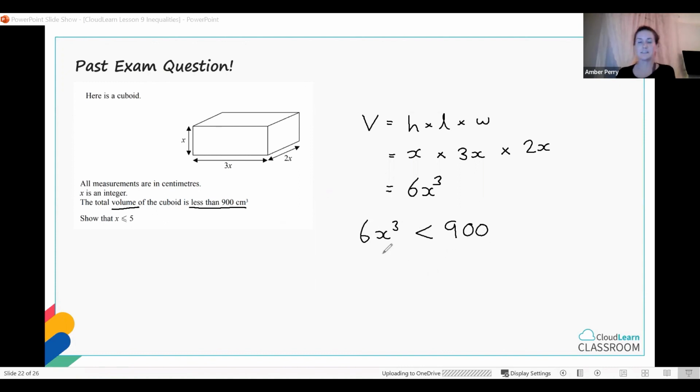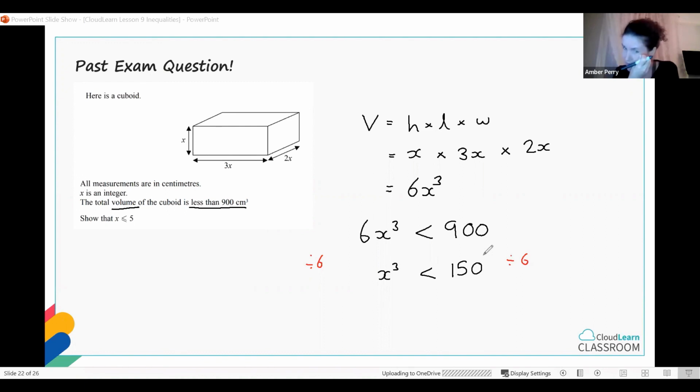So solving this inequality, we're going to start by dividing by 6. Okay, divide both sides by 6. And we've got to the point where we've got X cubed is less than 900 divided by 6, which I feel like I should be able to do without a calculator, 150. Okay. And at this point, we're basically not having to actually solve it here.